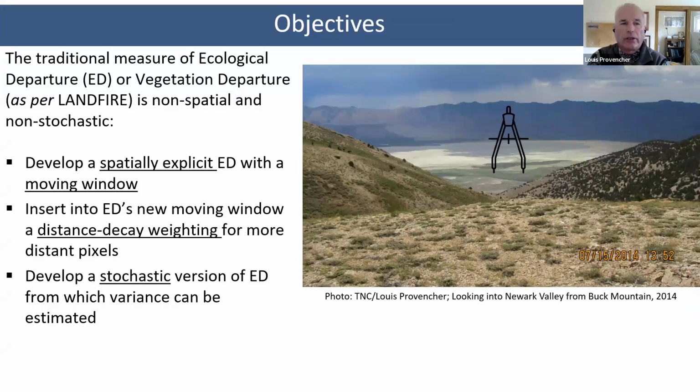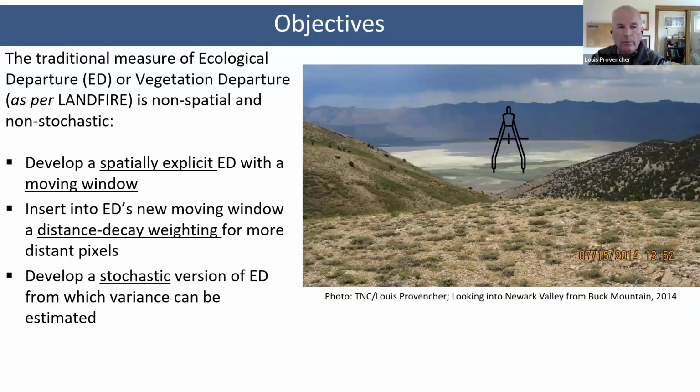All of you know that the traditional measure of ecological departure, we call it ecological departure, and you call it V departure, it's the same thing. It's non-spatial and it's not stochastic. We want to develop a spatially explicit ecological departure with a moving window process. So you define your window and all your calculations are done in the window.